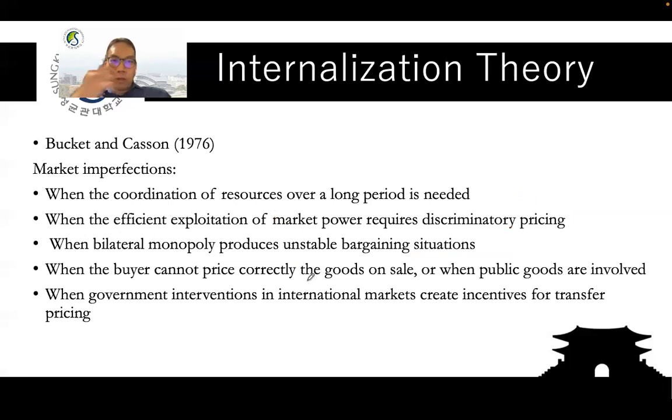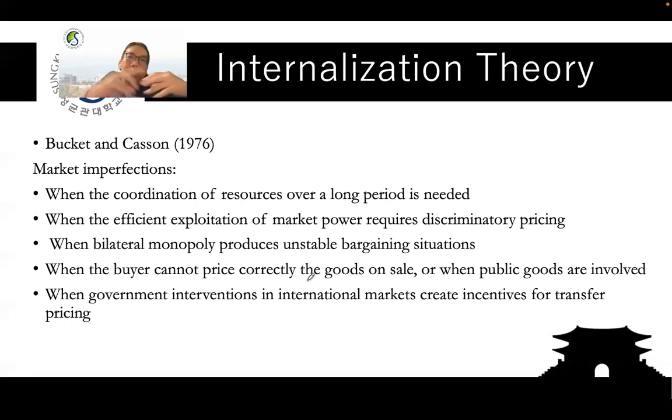Another theory, a famous one, is called internalization theory. As the name suggests, you internalize something. You try to build it from inside. That's what we call internalization theory. This was proposed by, I think, Buckley and Casson the first time in 1976. They were saying that a company would choose the internalization path rather than licensing or exporting. It's better that they build internally if there are market imperfections.